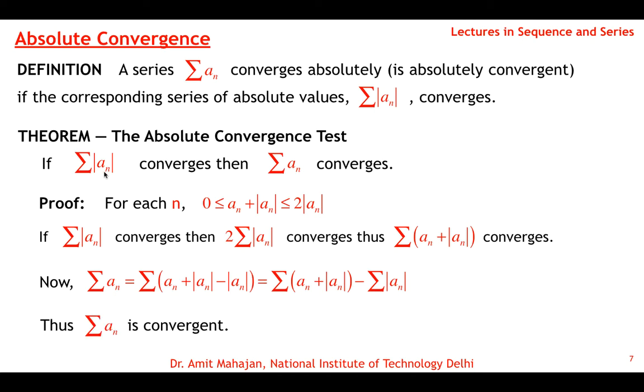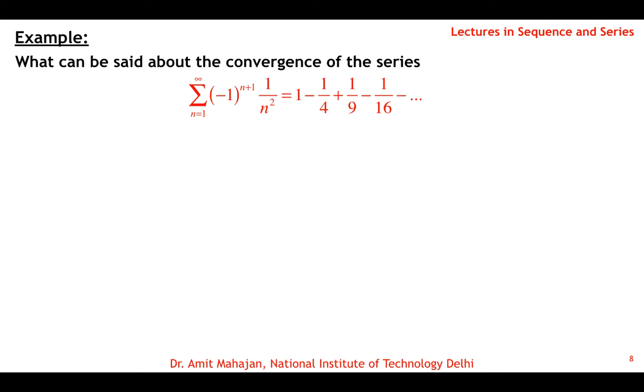So that is the proof that if you have a given series, you can test the convergence of its absolute values, and if the series of absolute values converges, then you can immediately see that the original series converges by this absolute convergence test. So let us take one example to show you this. What can be said about the convergence of this series, n equals 1 to infinity of minus 1 raised to the power n plus 1 over n squared?